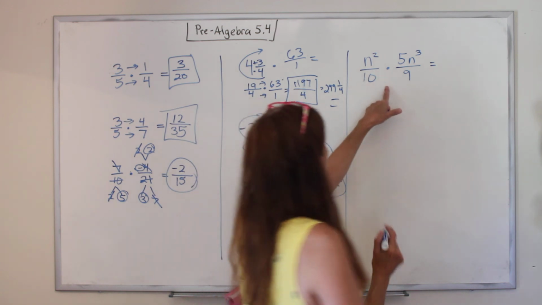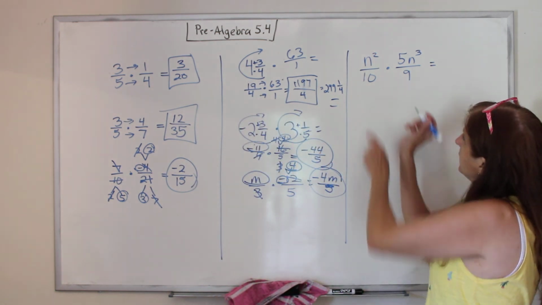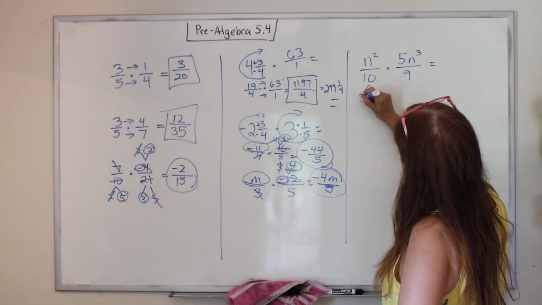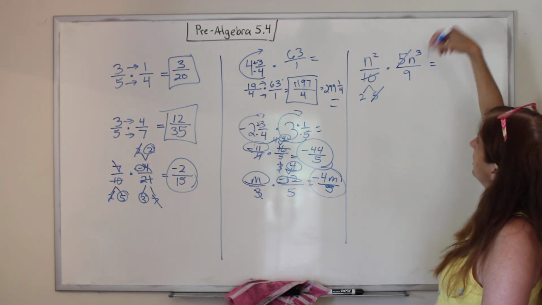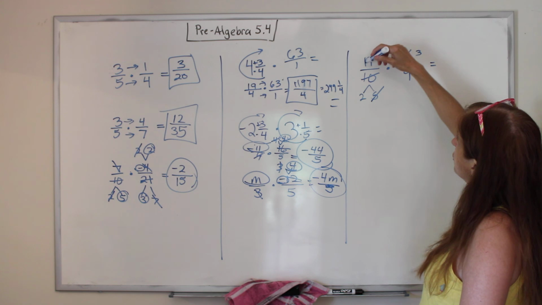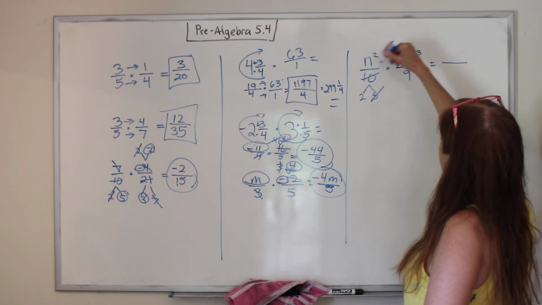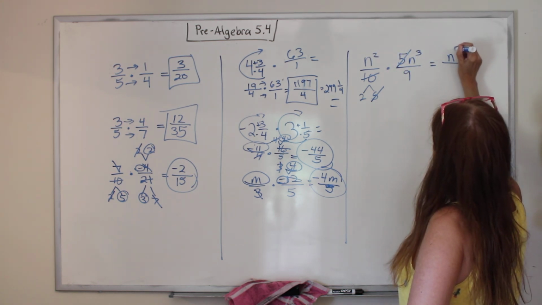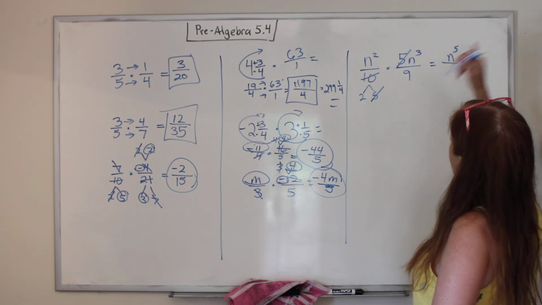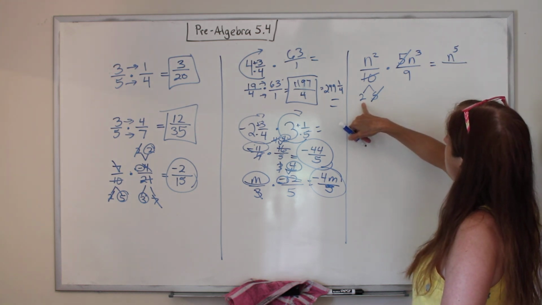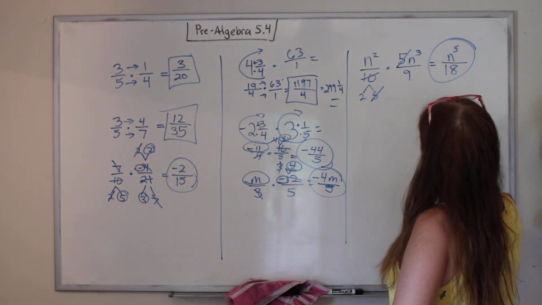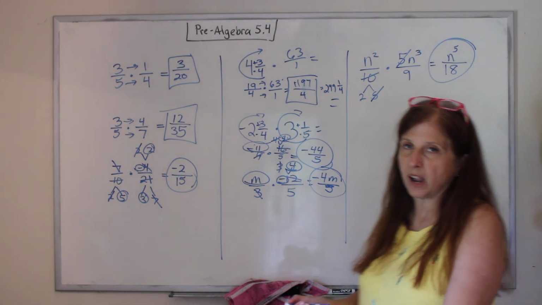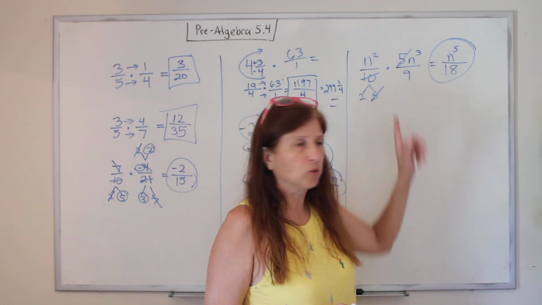Ta-da! Here's some more letters. Can I do anything here? Yes. 10 becomes 2 times 5. The 5's cancel out. I can't cancel out any n's or the 9's. So what do I have left in the numerator? I have 5 n's. 2 and then 3 more. I have 5 of those. And in the denominator I have 2 times 9, which is 18. Ta-da! And that's definitely an Algebra 1 level problem.